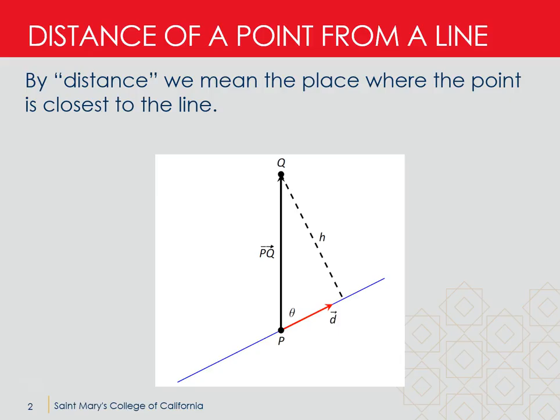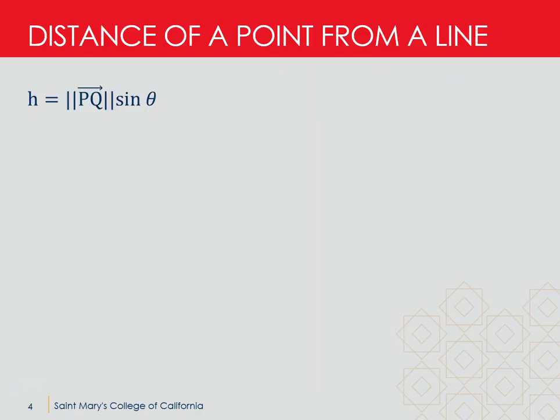And throughout this lecture, we'll think about a general point on a line or a plane that we'll call P. And of course, by creating a right angle, we can use trigonometry. So h, that shortest distance, the thing we're actually interested in, is the magnitude of PQ times the sine of that angle between them.